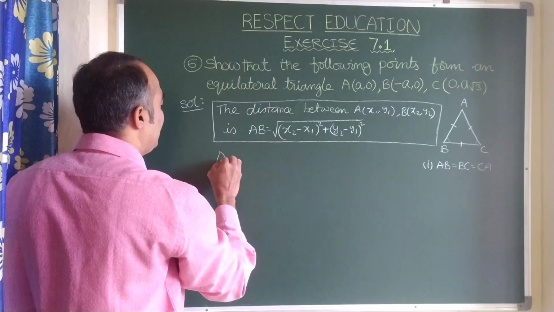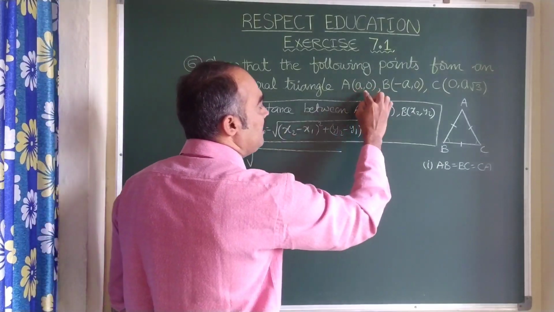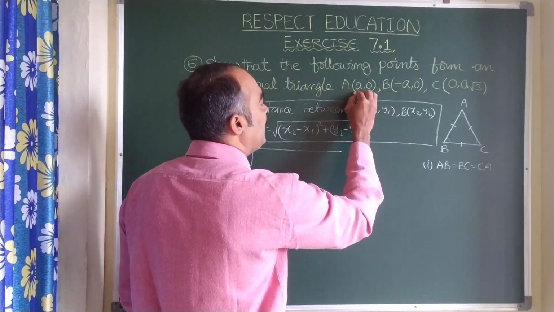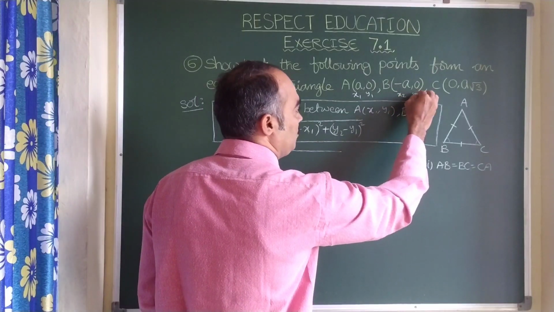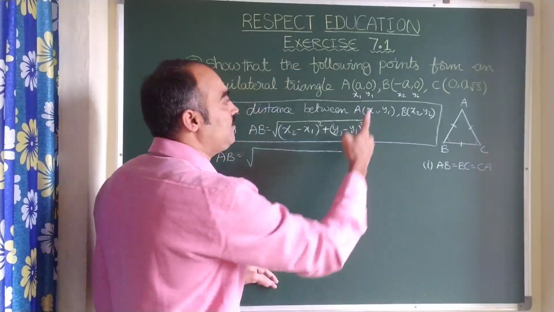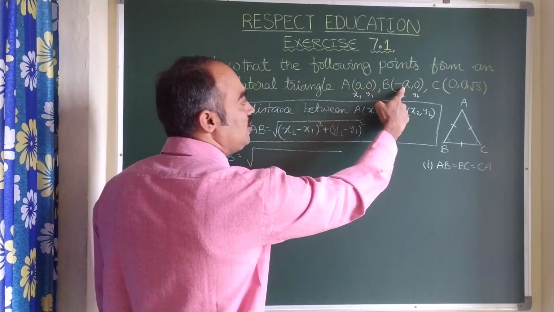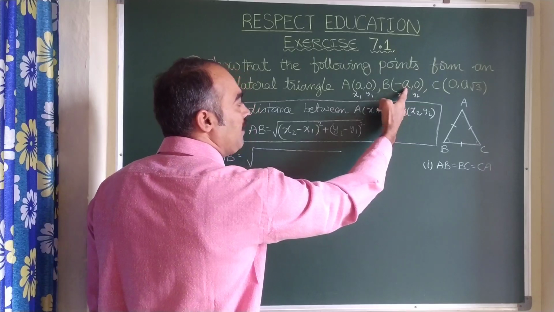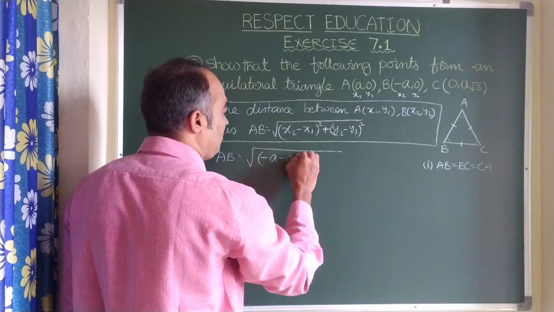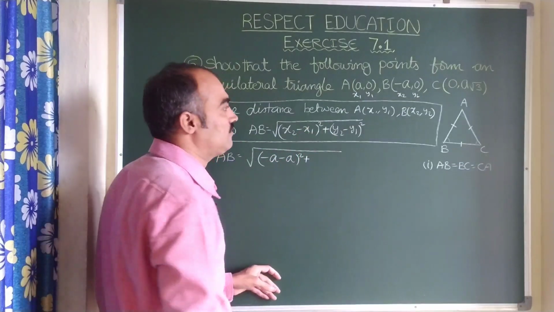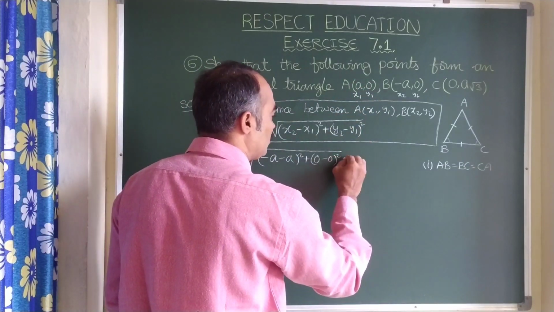So here I am writing AB is equal to under root. If we take A and B, here A is (x1, y1), B is (x2, y2). So here we need to write (minus a minus a) whole square. See, x2 is minus a, x1 is a. Plus, now y2 minus y1, (0 minus 0) whole square.